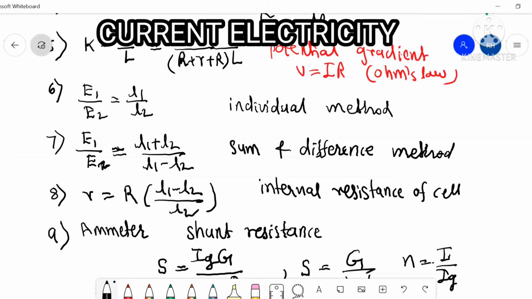These are the four formulas. See here, students, four formulas are there regarding the potentiometer. It means that if the word potentiometer is asked, then choose from these four formulas. How to choose among the four formulas? If the potential gradient word is there, use the first one. If the word individual method is there, use the sixth one. If the words sum and difference are there, use the seventh one.